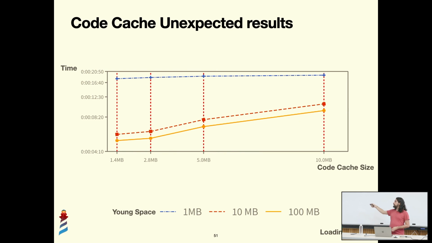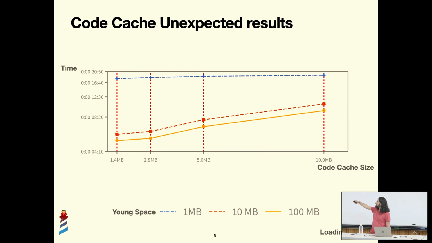And we tested also different young space configurations. So we have the GC that is split in different generations, and the younger generation where the objects are being born. So we tested with 1 megabyte, 10 megabytes, 100 megabytes. And here you see the time that it took. So that means that higher is worse. Yeah, more time is worse. So we want to be here.